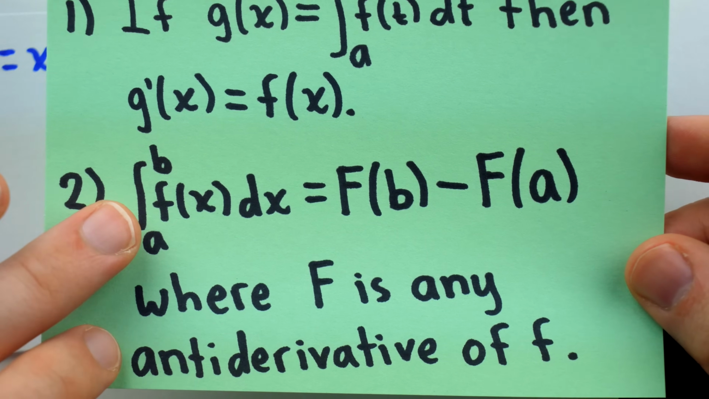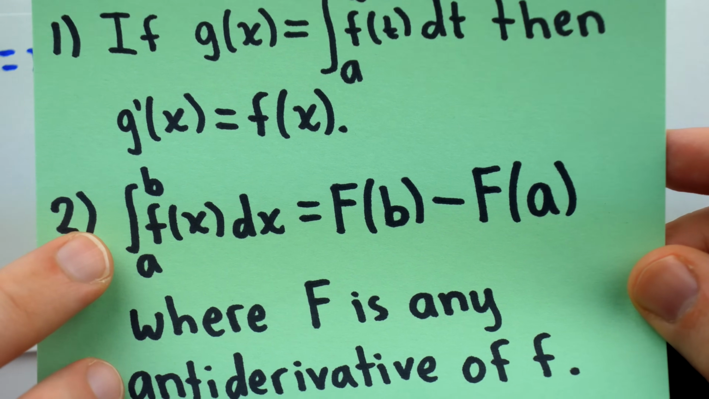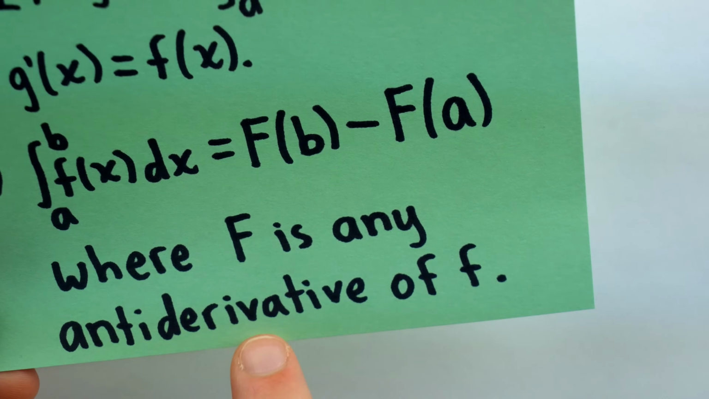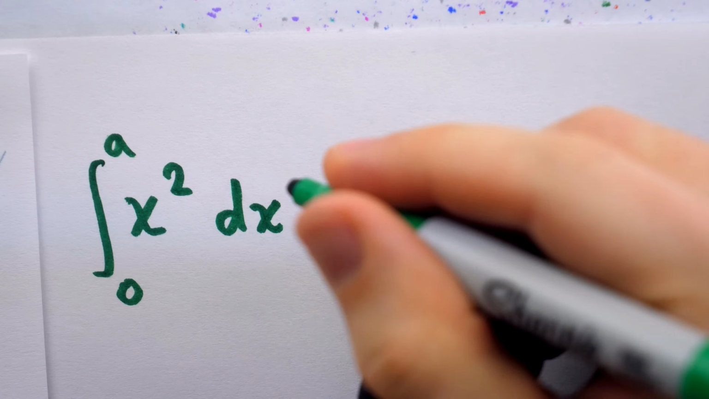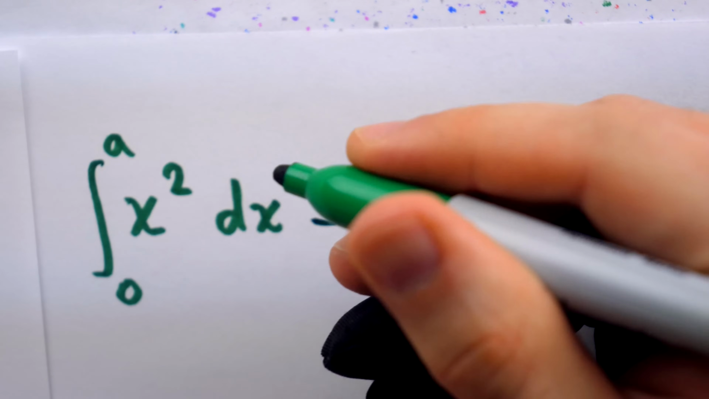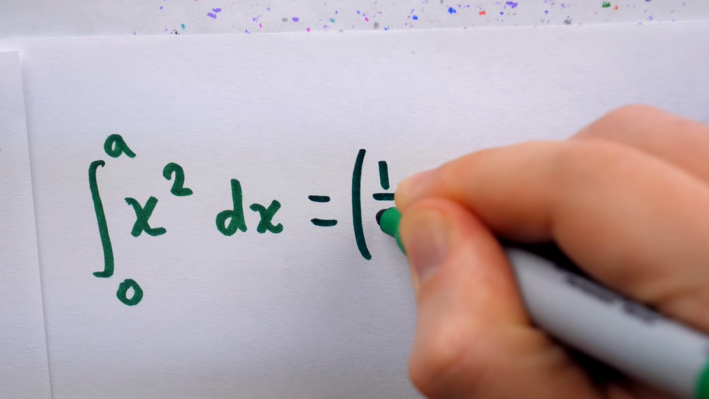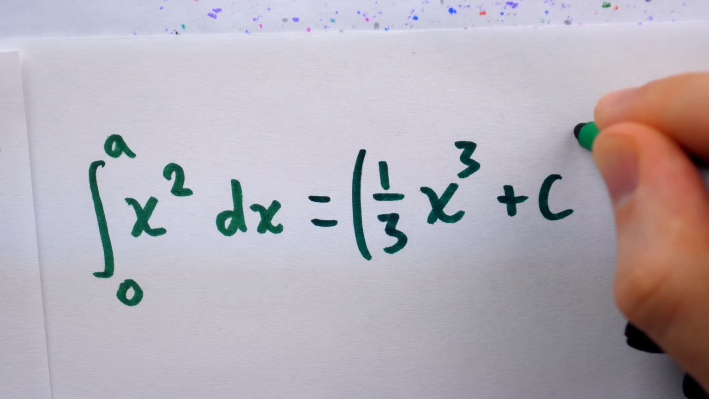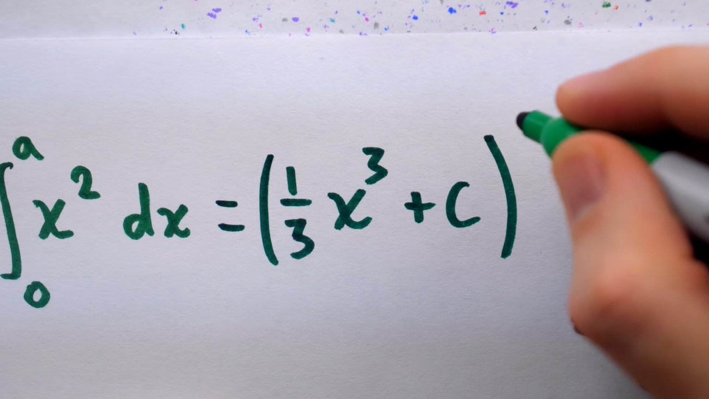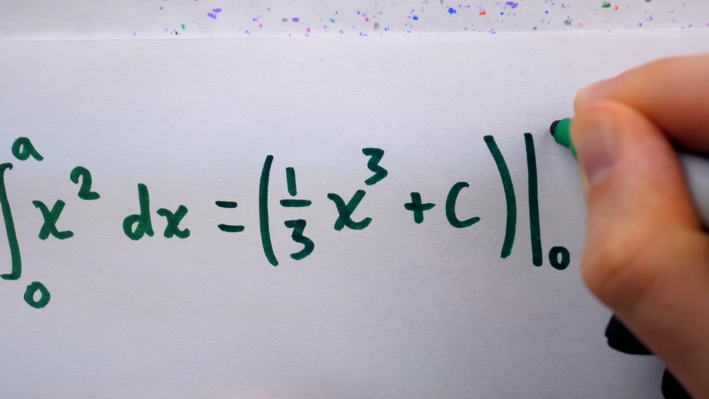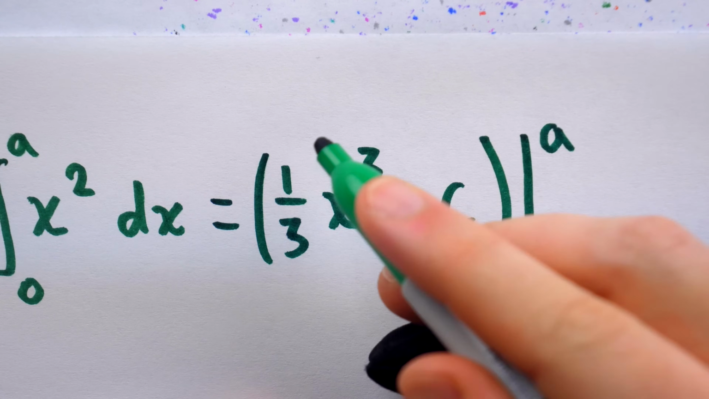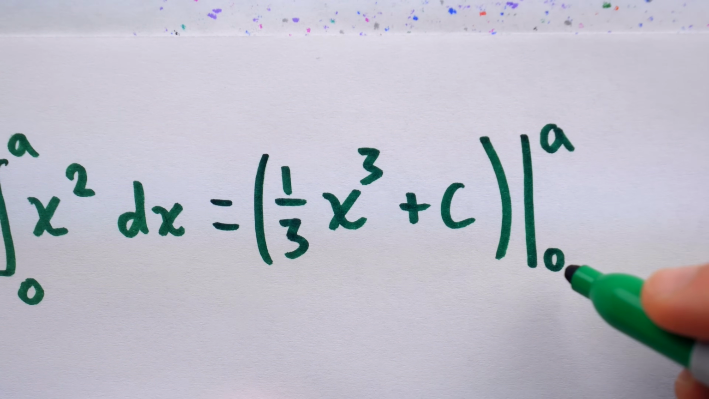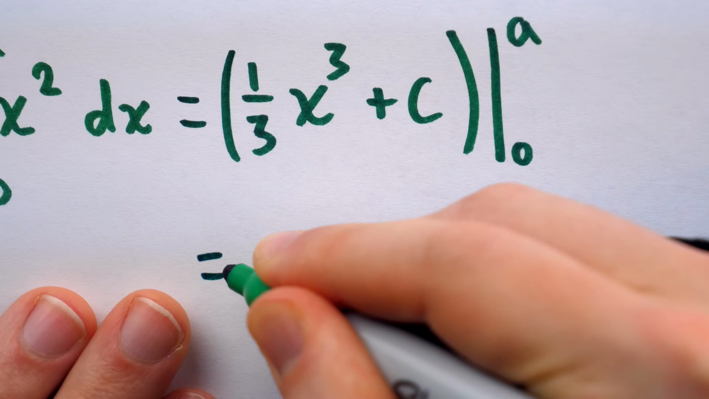This has established a connection between two things which we had no reason to believe at first were connected: the area underneath a function and its antiderivative. So to evaluate this integral, all we have to do is take the antiderivative of x squared, which we just discussed is 1/3 x cubed plus c, evaluate it at a, evaluate it at 0, and subtract. This is the notation that's often used for that. This says we're going to evaluate this expression at x equals 0, evaluate at x equals a, and then subtract the lower one from the upper one. This is a pretty straightforward process.